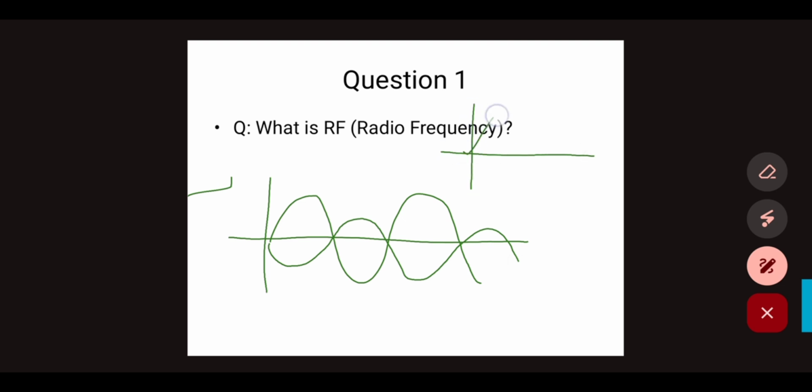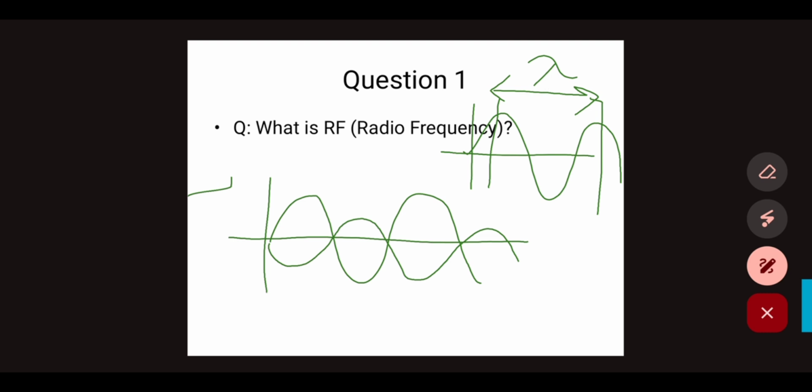So suppose this is a sine wave. From here to here, this is one complete cycle, and this is called the wavelength. All right, this is the wavelength, and the frequency and wavelength are dependent.